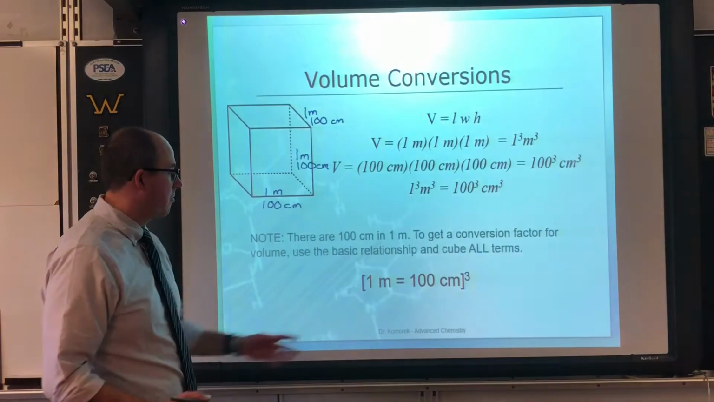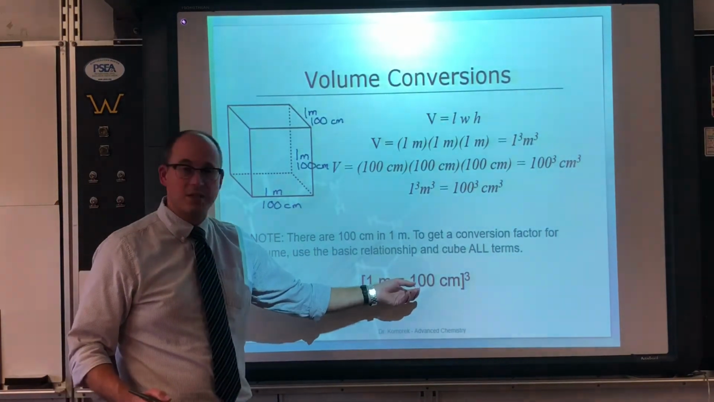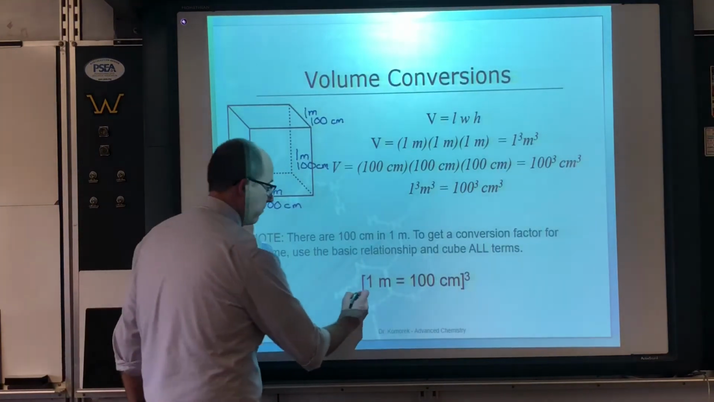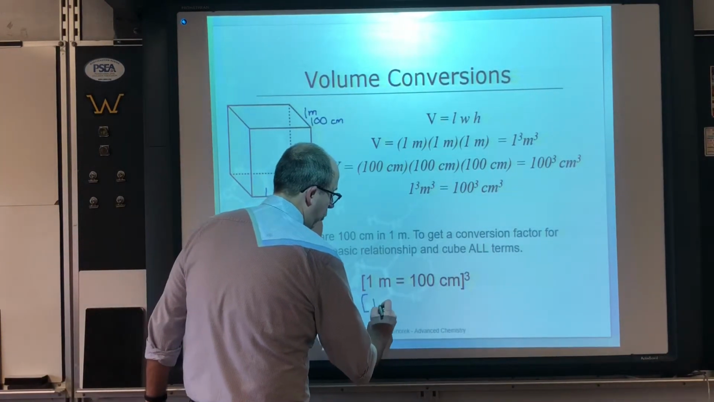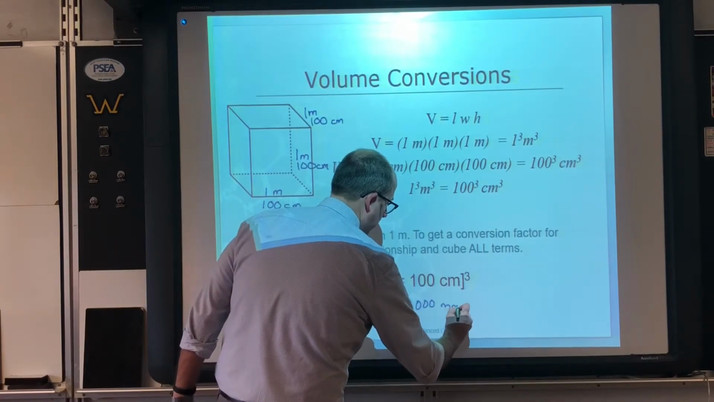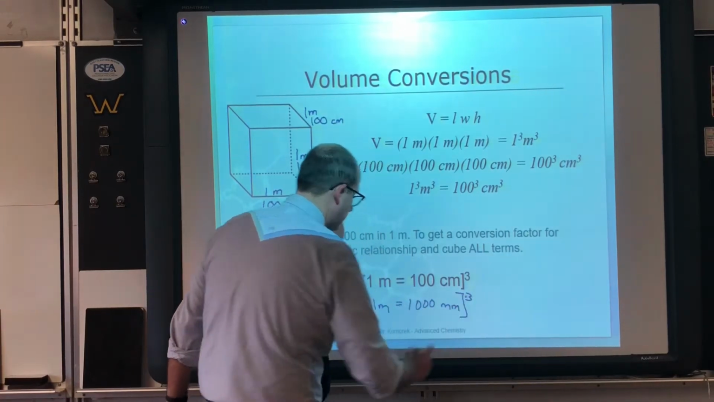Where does that come from? Still 1 meter equals 100 centimeters, but if we are using cubed units, you have to cube everything. Likewise, 1 meter is also 1,000 millimeters cubed.